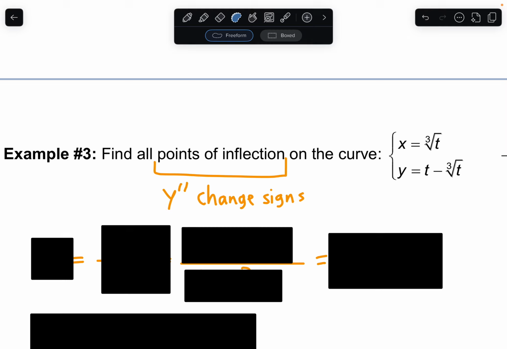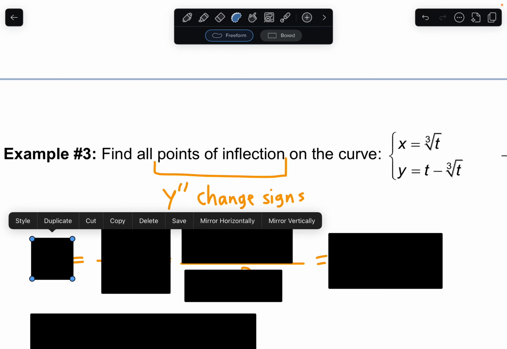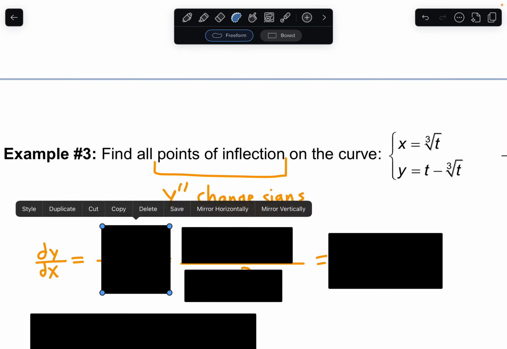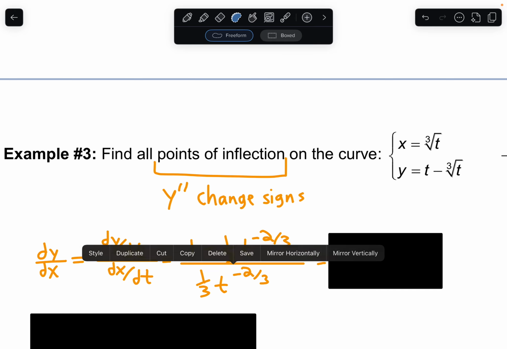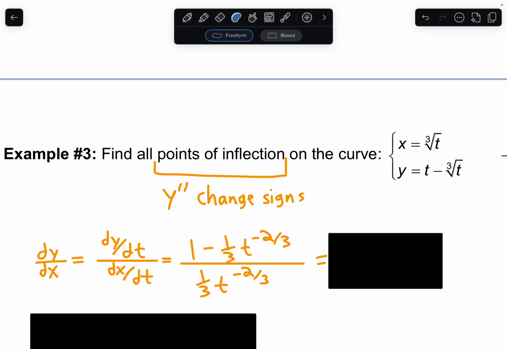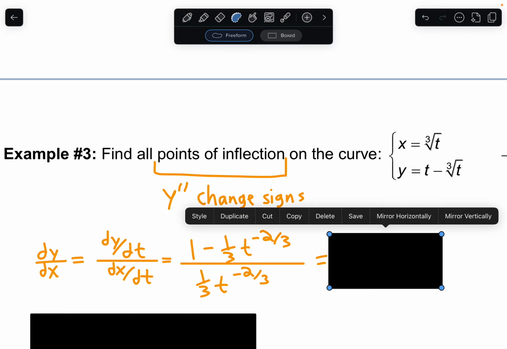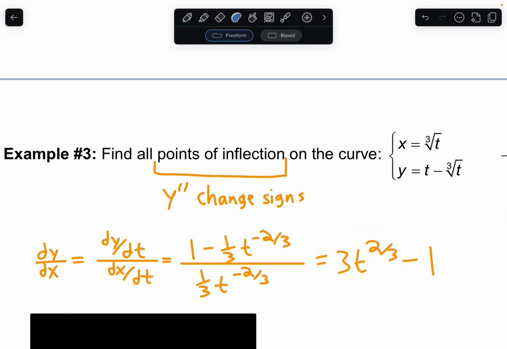Okay, so before I can talk about the second derivative, I need to find the first derivative. So I'm going to start off with dy dx, which again is dy dt over dx dt. And go ahead and do those 2 derivatives, just some power rules. I only have 1 term in my denominator, so I'm just going to divide 1 by that, and then this term by that, which is conveniently itself. And so I get dy dx is 3t to the 2/3 minus 1.